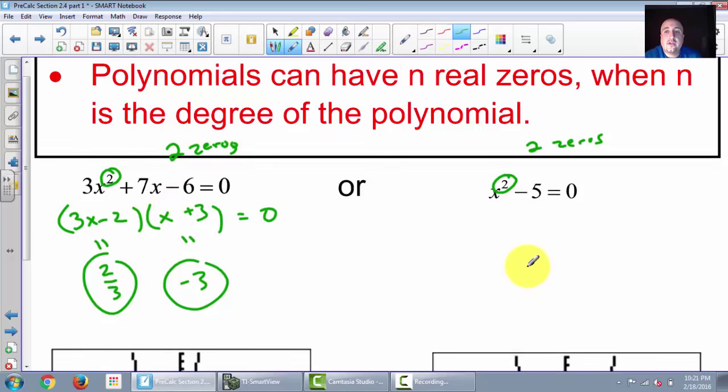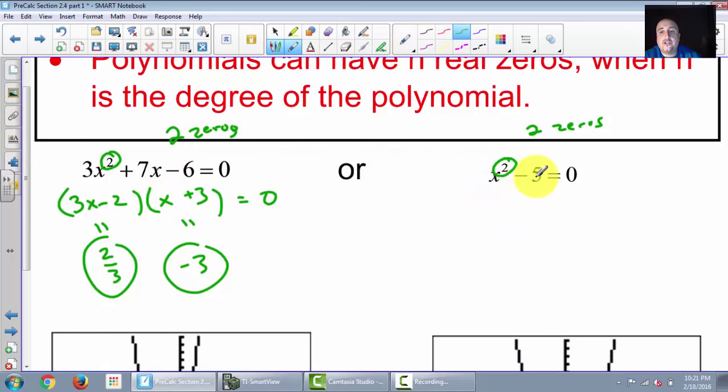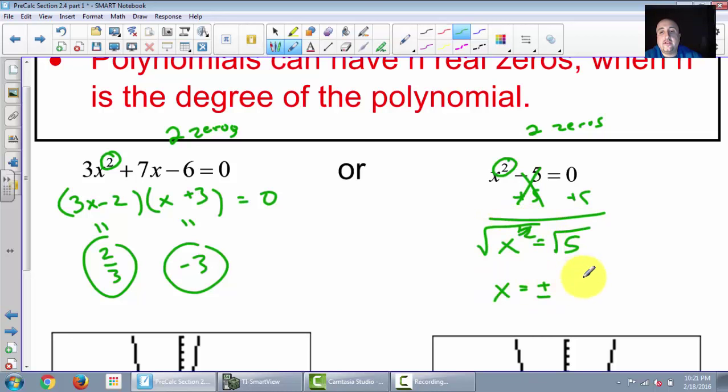They're both real. This one has only 2 terms, so I can just solve for x. So if I add 5, x squared equals 5, take the square root, x is equal to plus or minus root 5. All right, so that one also has 2 answers. As soon as I take the square root, I got to do positive and negative.